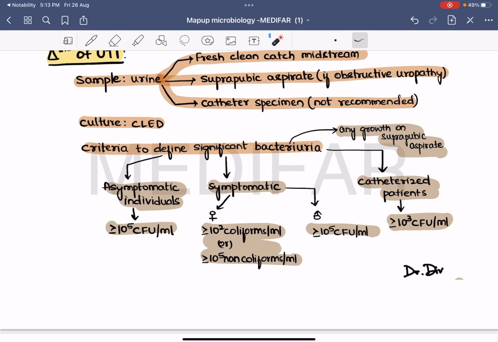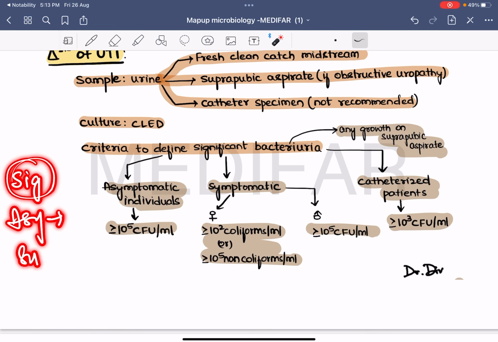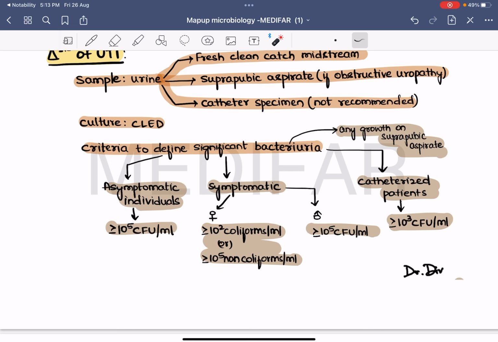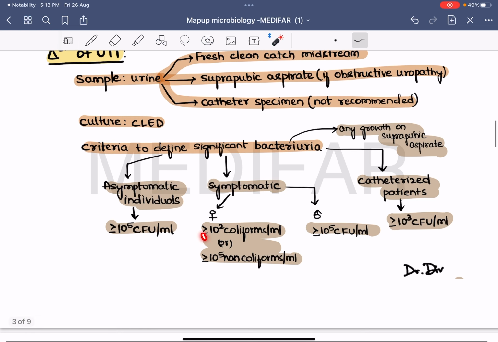Don't get confused with the numbers. For significant bacteriuria, mostly in asymptomatic patients or symptomatic patients, the number is more than 10 power 5 colony forming units per ml. Only in case of symptomatic females, and that too if they're just coliforms, more than 10 power 2 is enough. In catheterized patients, it is the third letter C, so 10 power 3. And any single growth of the pathogen is also significant in case of a sample taken from suprapubic aspirate.